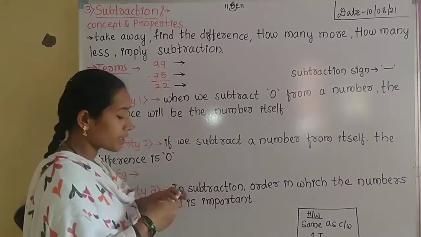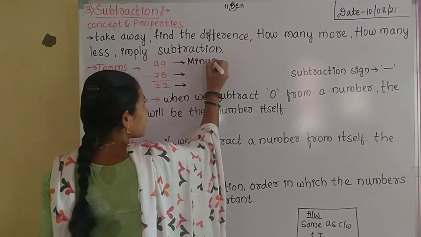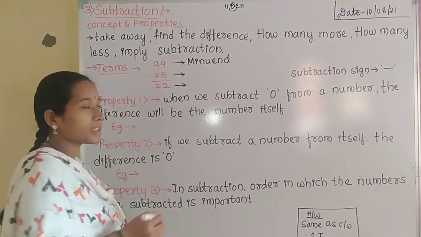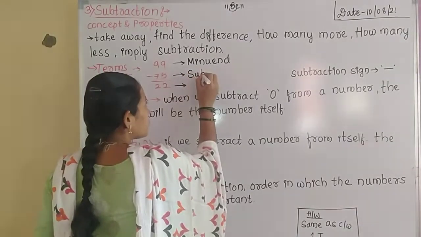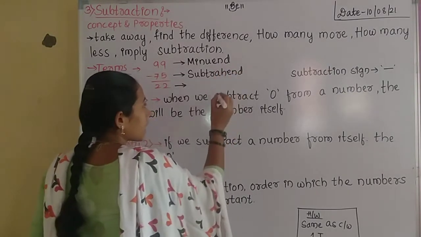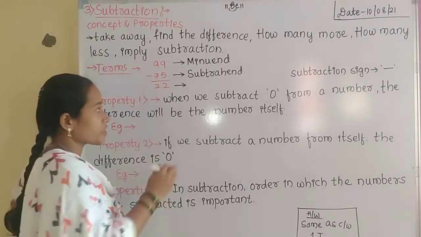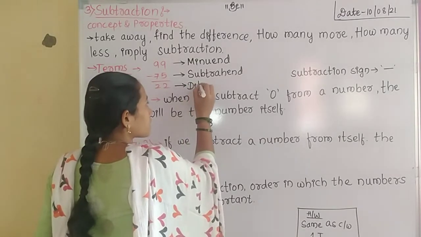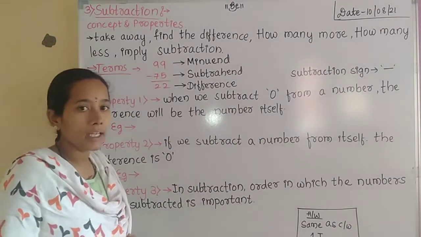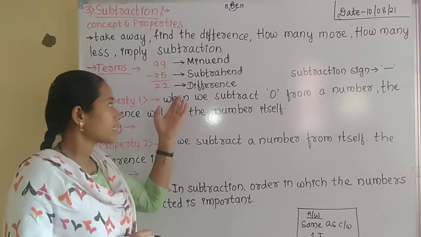Here, the first term is called the minuend, and the second term is called the subtrahend. And the answer we get from the subtraction operation is called the difference. Here it is not a sum, it is called the difference. Okay, the first term is minuend, the second term is subtrahend, and the answer we get from the subtraction operation is called the difference.